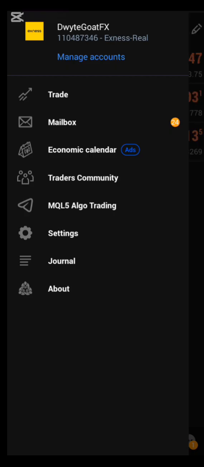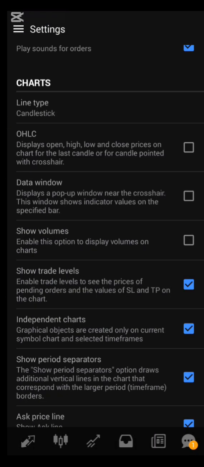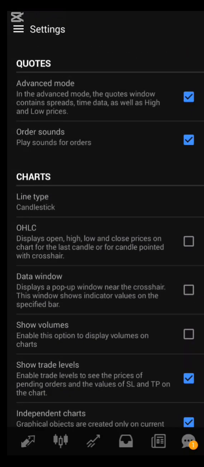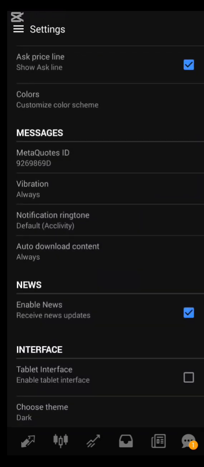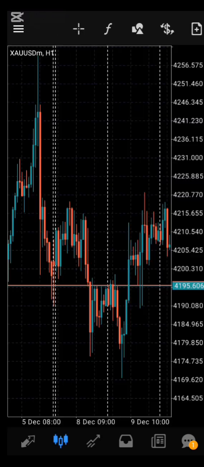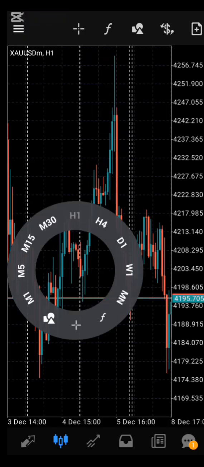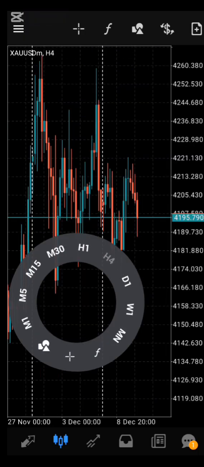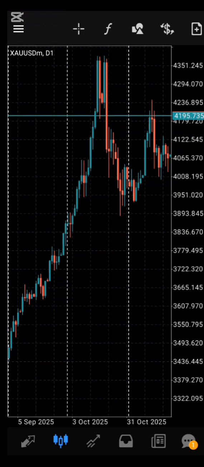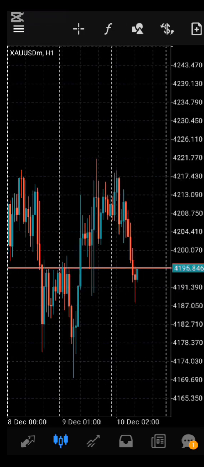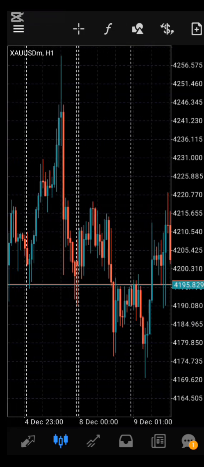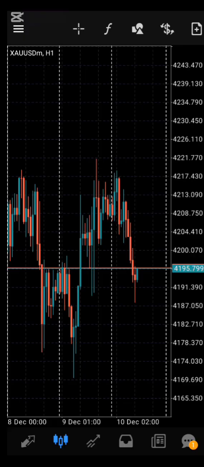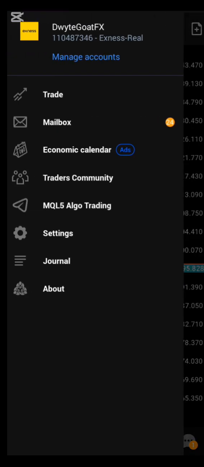When you come to settings, most times it's the settings that matter because I've already set this Metatrader to my own usage, how I want it to look. If you come to the 4 hours, daily, and 1 hour, just like that, you see how I make use of it. So let's come back to this place.